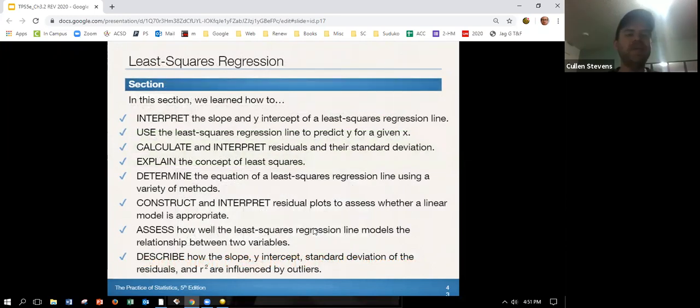In this section, we did a lot of things. We talked about how to interpret the slope and y-intercept of a least squares regression line. We used the least squares regression line to predict y for a given x. We calculated and interpreted the residuals and their standard deviation. We explained the concept of least squares. We determined the equation of the least squares regression line using a variety of methods, constructed and interpreted residual plots to assess whether a linear model is appropriate, assessed how well the least squares regression line models the relationship between two variables, and described how slope, y-intercept, standard deviation of the residuals, which we call S, and R squared are influenced by outliers.